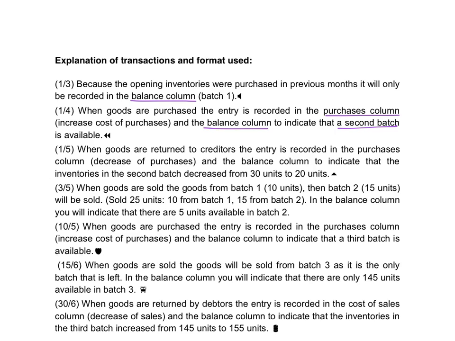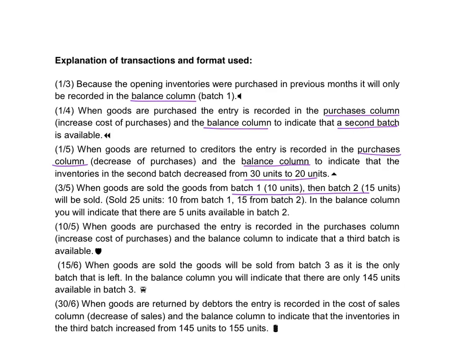When goods are returned to creditors, we have to show in our purchases column that my total purchases decrease, and in the balance column I will also show that I've got fewer goods available because we returned them. We had 30 units, now we only have 20 units. When goods are sold, you will first take the batch 1 units and sell all of them, and then you will take the remaining units from batch number 2.